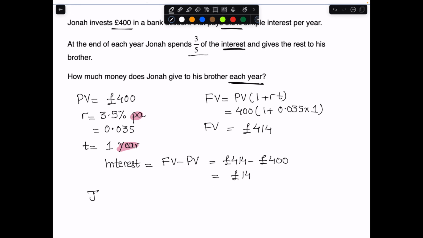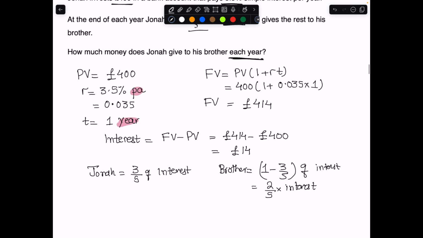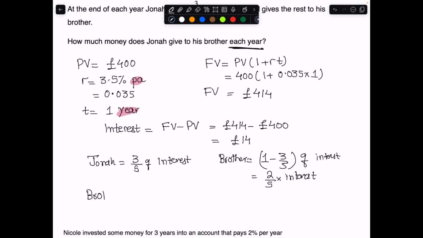Now, we know that Jonah spends 3/5 of the interest, whereas how much he gives to his brother is simply 1 minus 3/5 of the interest, which is 2/5 of the interest that he has received. So 3/5 means out of 5 parts, 3 parts Jonah spends, and the remaining 2 parts he gives to his brother. So this is now straightforward. How much Jonah gives to his brother is simply 2/5 times the interest, which is 14. If you substitute in the calculator, you get 5.60.